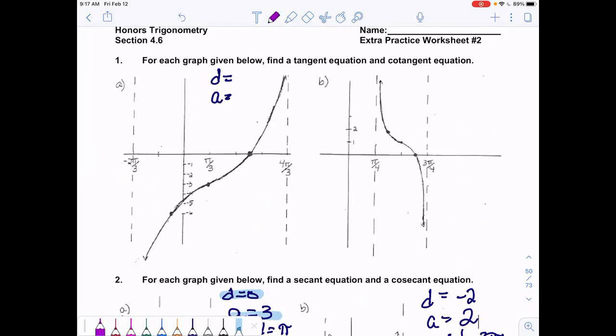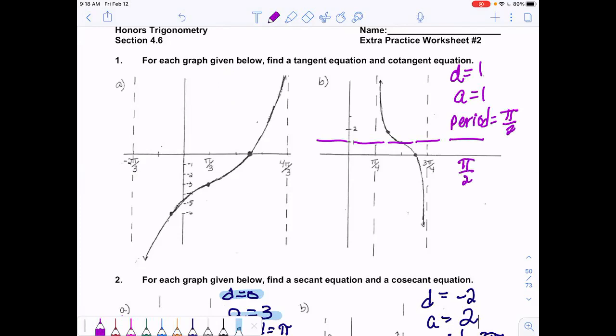For B, not A. Oh, you wanted to do B, not A? Is that what you said? Yeah. I'm sorry, Darby. Thanks, that's fine. Okay, so 1 is the middle, and 1 is A. And then the period would be the distance from pi over 4 to 3 pi over 4, which is pi over 2. So when you go to find your B value, you just get 2.